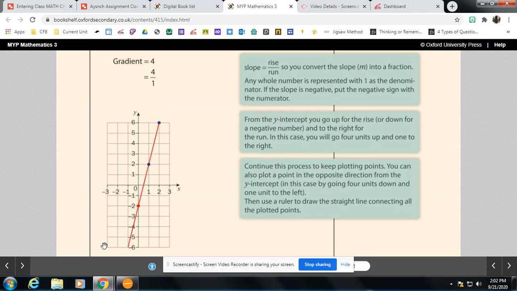As I continue, I can keep making points and then connect the points with the line. I can go the opposite direction: when I was going up the graph, every number was positive. Now I can go down the graph, and everything is negative: -1, -2, -3, -4, and then -1. I can put a point here and it's still on my line.